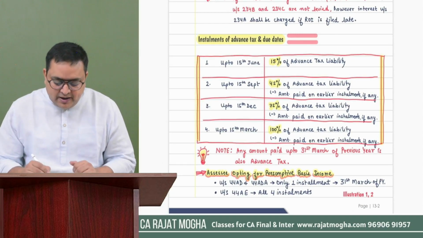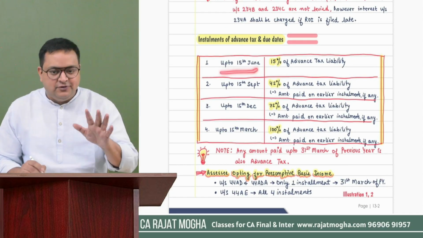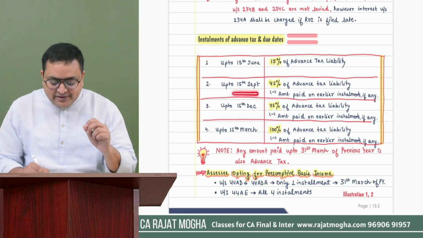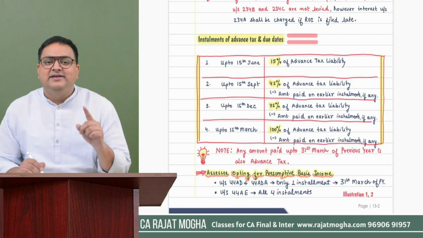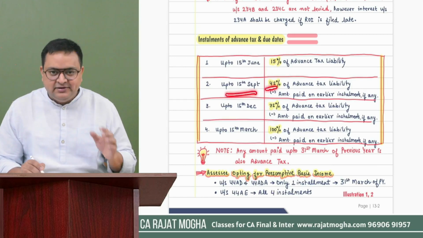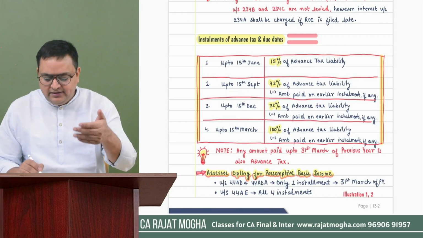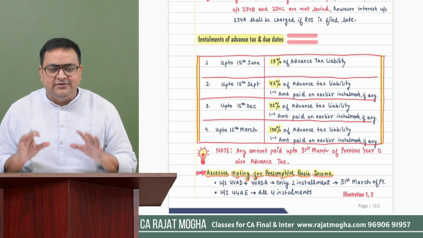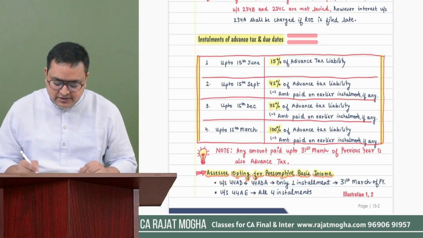Got it? So up to 15th of June, first installment, 15% of advance tax liability. Up to 15th September, this is something which is very important. That is the reason I'm repeating it again and again. So up till 15th of September, 45%. Whatever you have already paid in the previous installments, you can deduct that amount so that the total comes to 45%. Up to 45% you should deposit.